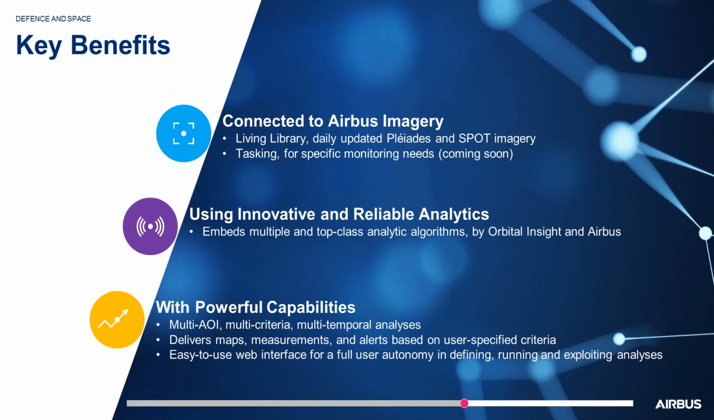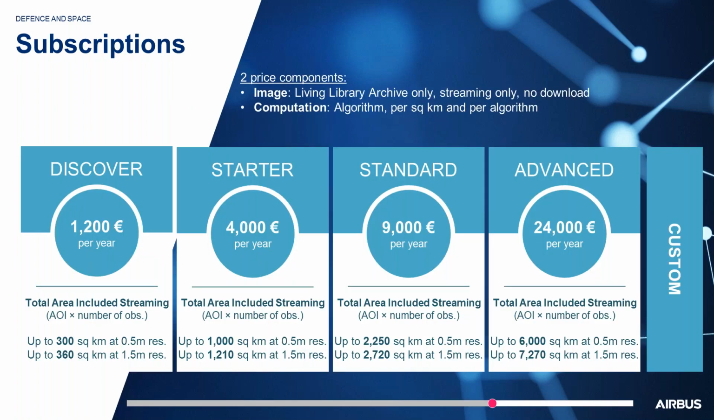Now, what about the subscriptions? Earth Monitor subscriptions are available directly in the OneAtlas portal, and we propose today 4 packages. The first package is Discover, around 1,200 euro per year. Then the second is a Starter with 4,000 euro per year. Standard, around 9,000 euro per year. And the last package is Advanced with 24 euro per year.